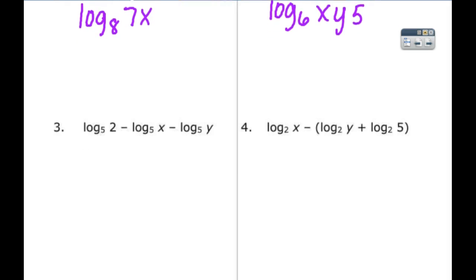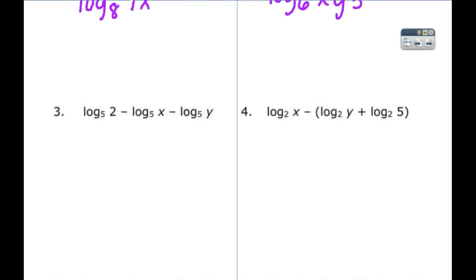So, on number 3, it's a division, right? First of all, you write log base 5. We just want one of those. So what's in the 2? It's a plus, right? It goes on top. The minus, that goes to the bottom. That's exactly right.